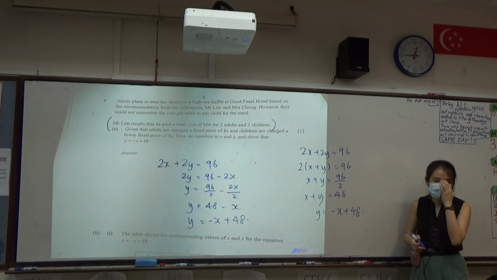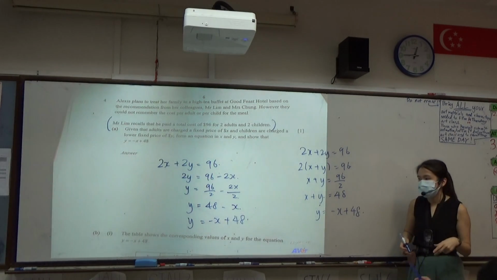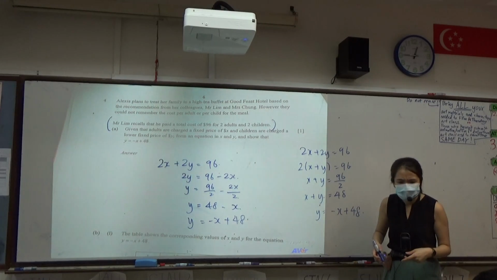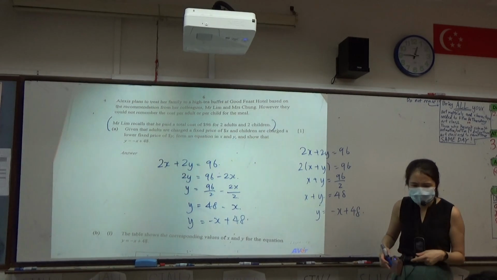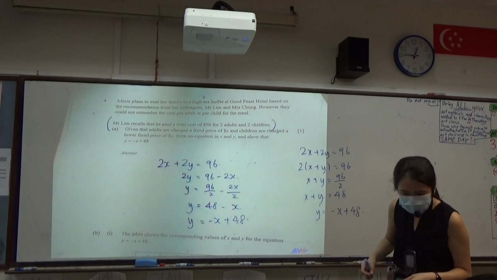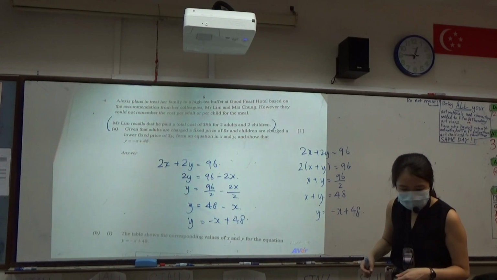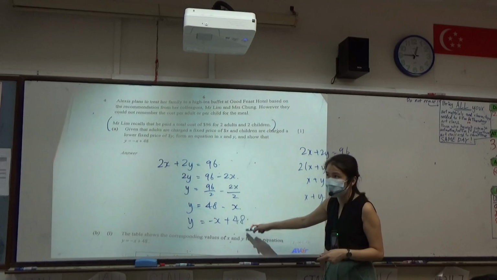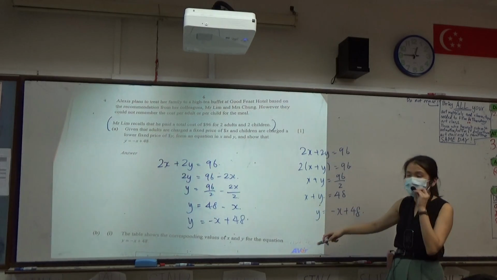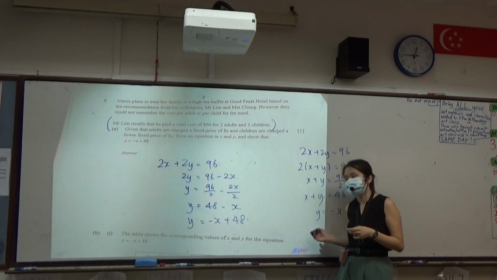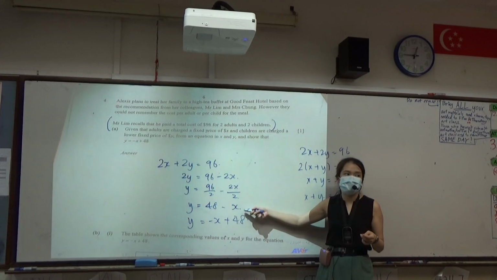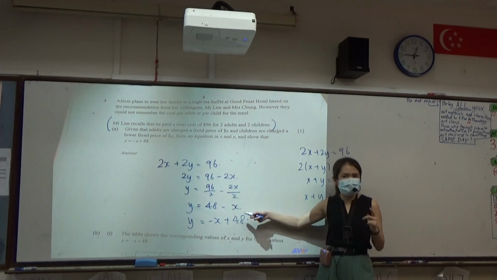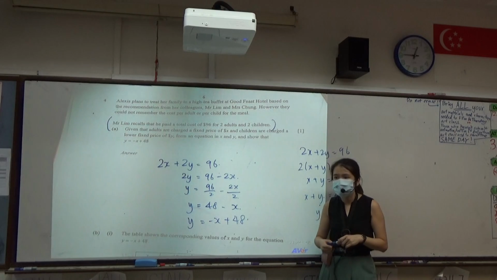Alright, yes? It would be that Y equals 48 minus X. Yes, 48 minus X. I prefer you to write this one since the question asks you to show it. So I need you to be able to show this, instead of leaving at 48 minus X. That's preferred, but I don't think I penalized.